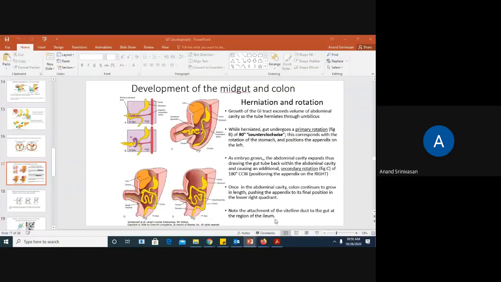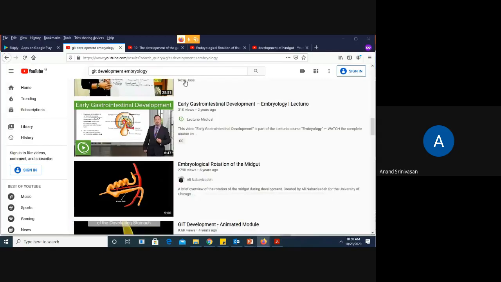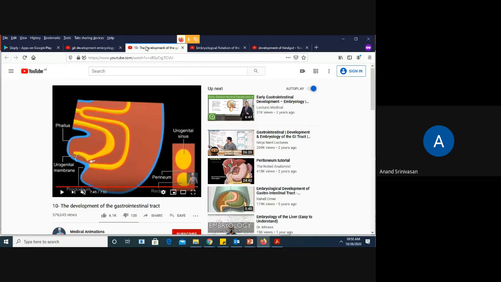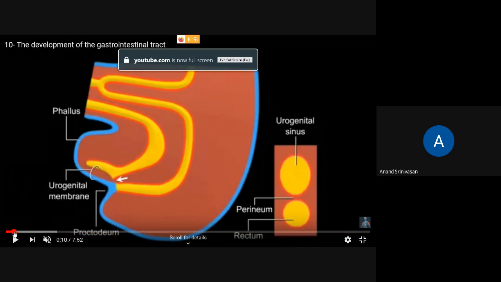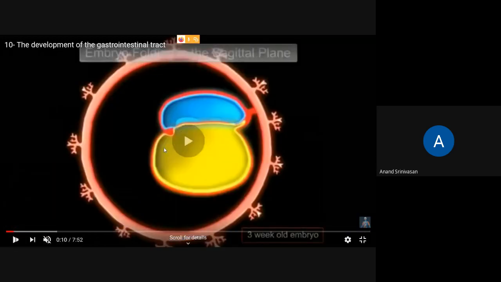All right. In the last class, we have seen about the foregut. So today we'll be seeing the development of the midgut and the hindgut. Before we go into this, I will just show you some videos which are already there in your Langman.